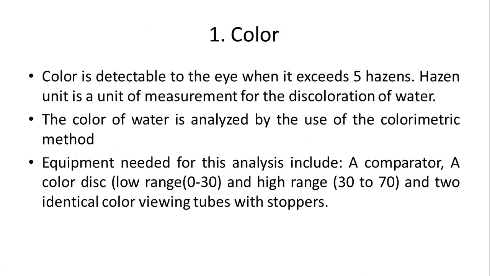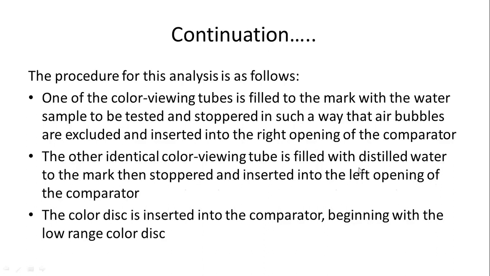We'll start with color. Color is detectable to the eye when it exceeds 5 Hazen. The unit for measuring color is called Hazen, and the color of water is analyzed using the colorimetric method. For this, you need the following equipment: a comparator, a color disc, and color viewing tubes. If you can scroll to slide number 7, we can see what we mean.